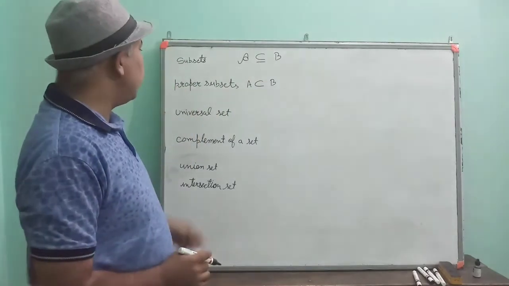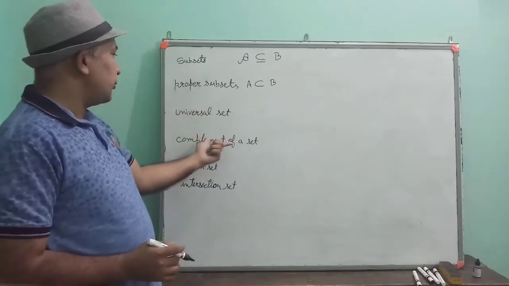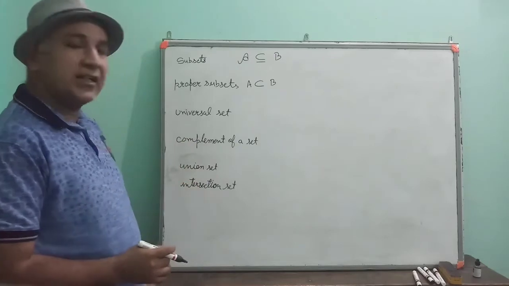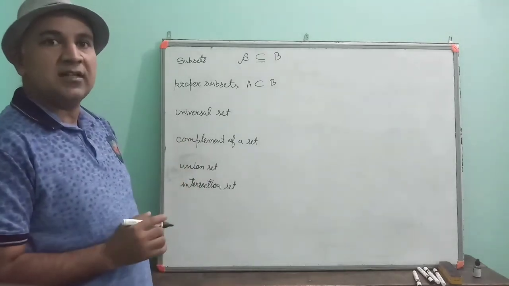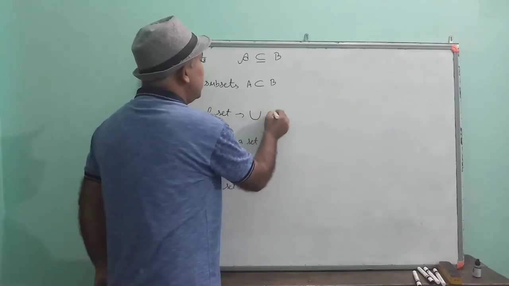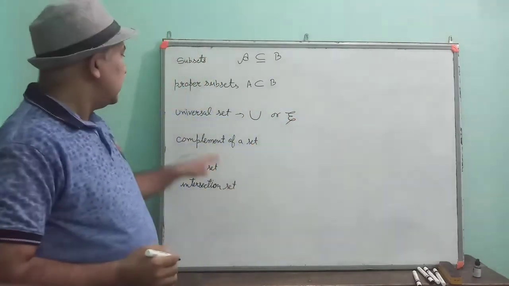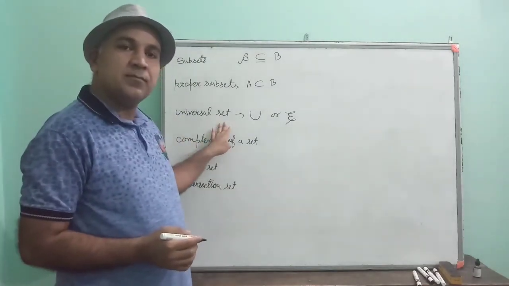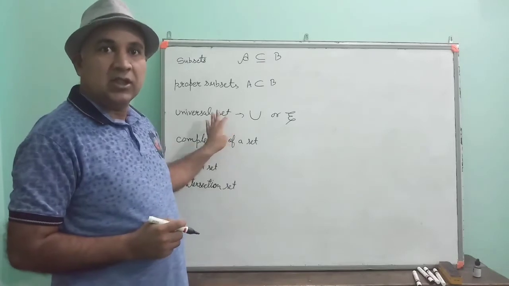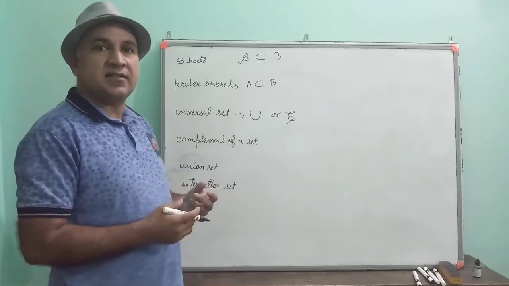Understood? Now today we are going to study universal set, complement of a set, union set and intersection set. So see what these are. Universal set is denoted by capital U. Universal set means superset of the given sets. Universal set is the superset of the given sets.